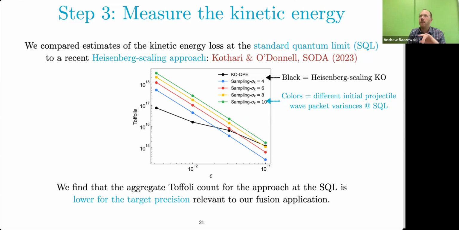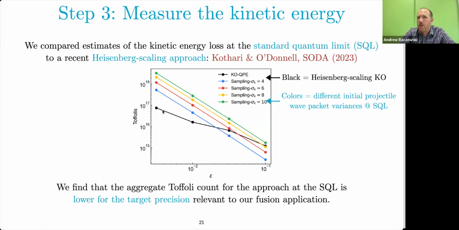The nice thing about the KO approach is that it achieves Heisenberg scaling, and it also has a factor of essentially the variance of the variable that you're estimating the expectation value of in there as well. But what you see on this plot here is essentially the Toffoli cost for estimating the kinetic energy of one of these time-evolved simulations as a function of the target accuracy, epsilon, right here. And it turns out that for the accuracies that we care about, in order to beat a classical computer, this standard quantum limit sampling suffices, which says that we need relatively poor accuracy to beat the classical computer.